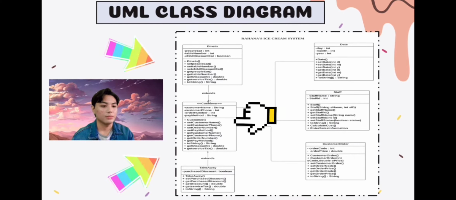The next ones are get pay method, get order number, get customer phone, and get customer name. Okay, we will have 2 strings, get discount and get service tag.